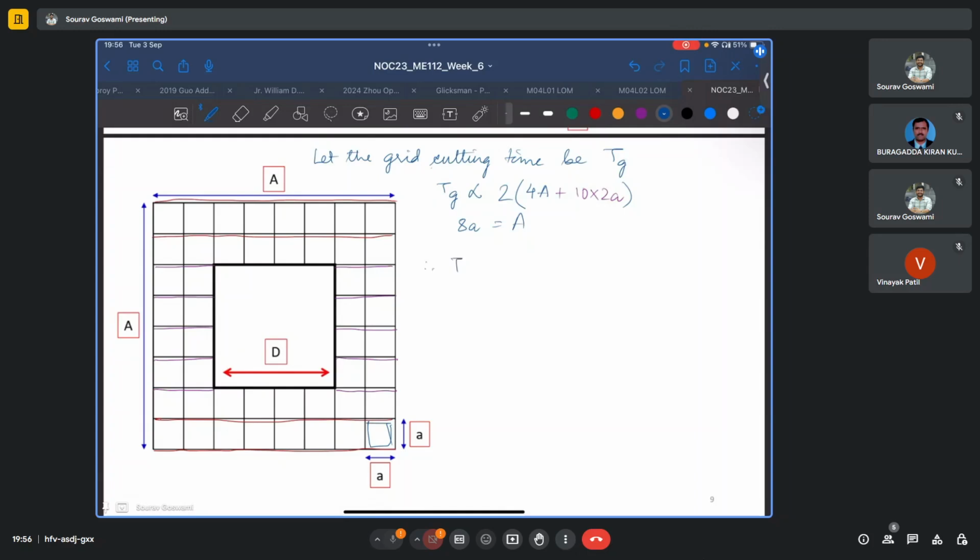Therefore, TG can be equal to some constant k times 2 into 4A plus 20a, equal to 2k times, in terms of small a, 4 into 8a plus 20a. So this is 2k times 32a plus 20a, which is 52 into 2, 104ka.